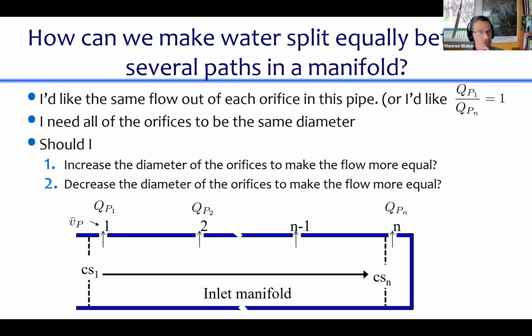And I will try to explain why that matters and why that makes sense. To understand why decreasing the diameter helps, we have to first understand the source of the problem. Why is it that the flow isn't uniform between these ports? If we can understand why the flow isn't uniform, we'll then be able to understand why decreasing the diameter of the ports actually helps.